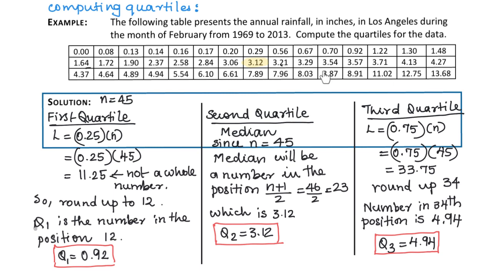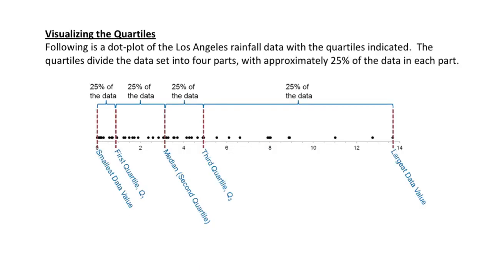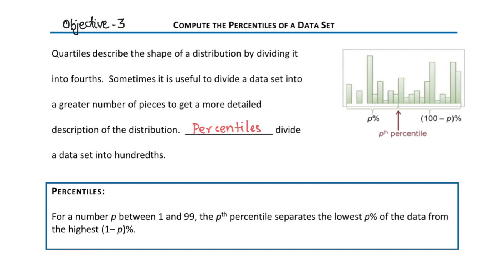Let us make a dot plot for this data, and this represents the dot plot for the data, and this is the first quartile, this is the second quartile, and this is the third quartile. These three quartiles divide the entire data into 4 parts, 1, 2, 3, 4, and each part will have 25% of the data. This is the smallest value of the data and this is the largest value of the data. Second quartile will be the median. The quartiles divide the data set into 4 parts only.